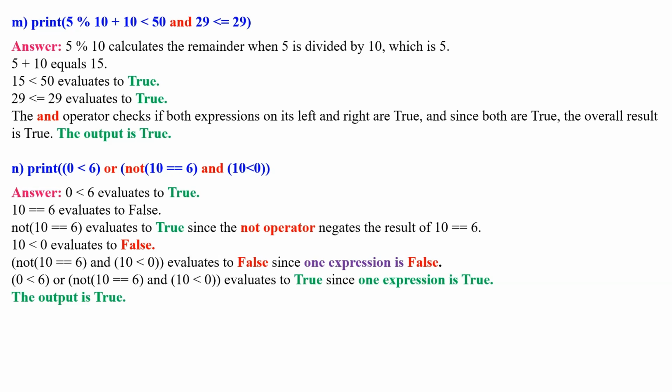Question N. Answer. 0 less than 6 evaluates to True. 10 equals 6 evaluates to False. Not (10 equals 6) evaluates to True since the not operator negates the result of 10 equals 6. 10 less than 0 evaluates to False. Not (10 equals 6) and 10 less than 0 evaluates to False since one expression is False. 0 less than 6 or (not 10 equals 6 and 10 less than 0) evaluates to True since one expression is True. The output is True.